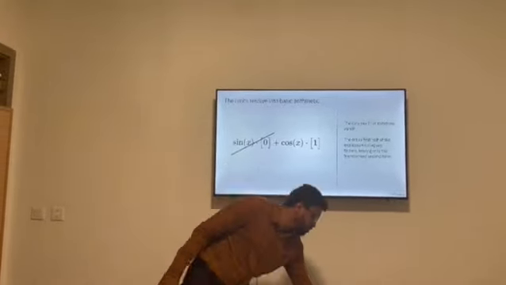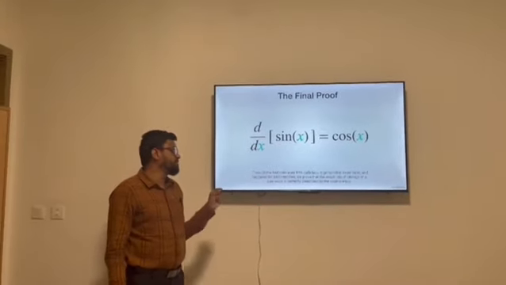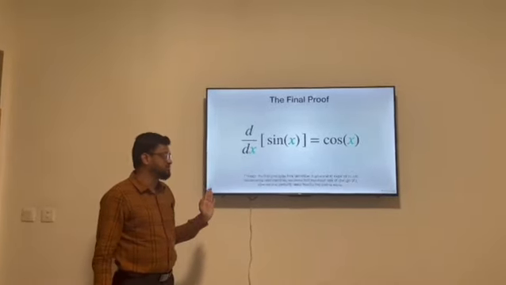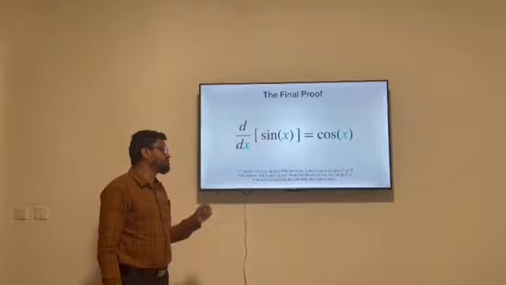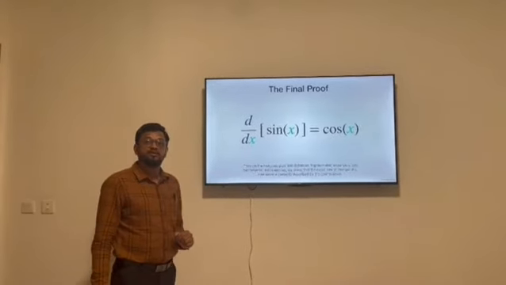So d by dx, or change in the sine function, is equal to cos x. Through the first principle, limit definition, trigonometric expansion and fundamental limit identities, we prove that the exact rate of change of a sine wave is perfectly described by a cosine wave.